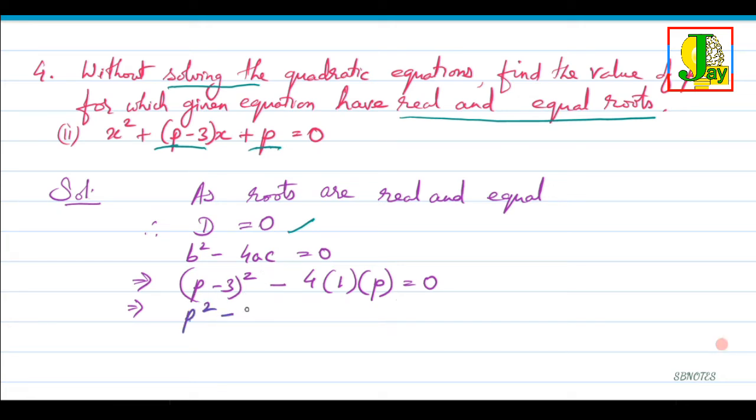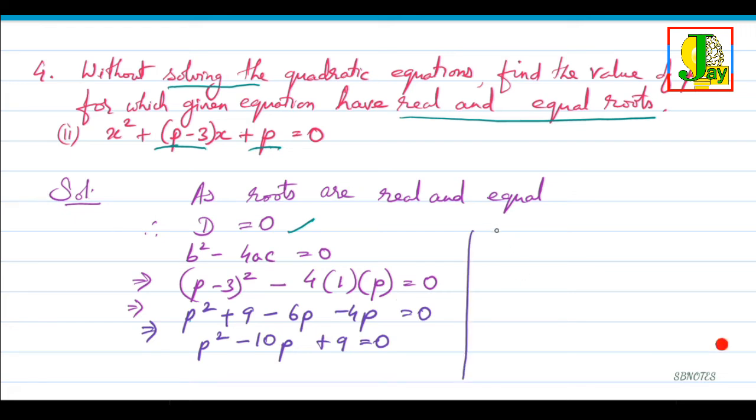a square plus b square, 3 square is 9, minus 2 into p into 3, 6p. Here you have minus 4p equals to 0. So that's p square minus 6p minus 4p, minus 10p plus 9 equals to 0. Okay, so we can continue here.